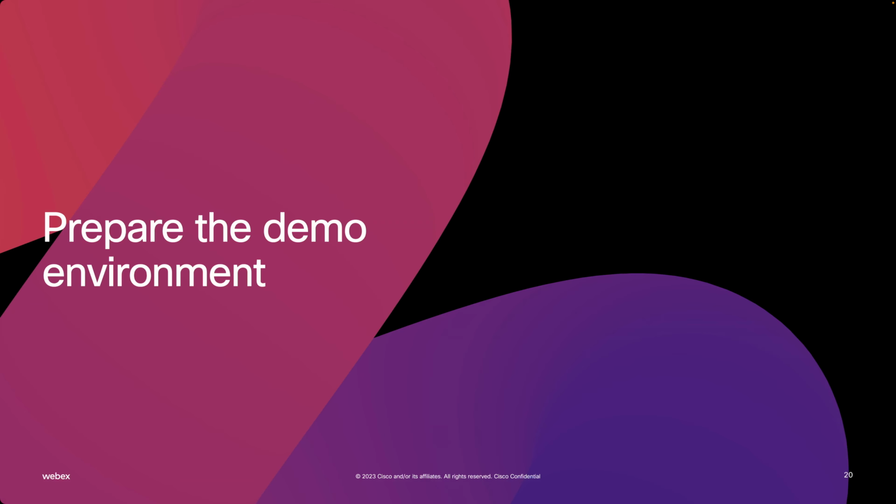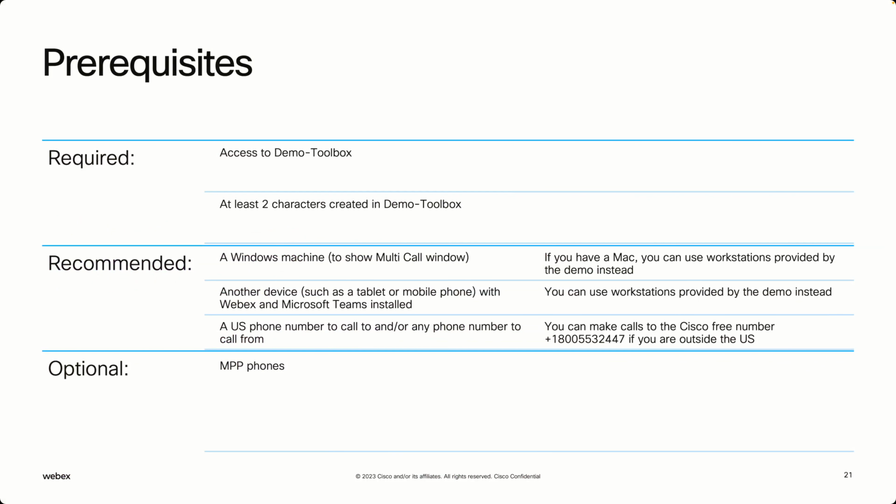Remember, you as partners have access to this. However, if you prefer to show the tool with your own environment, you can also do that. Just make sure you configure the right things. Okay, prerequisites to demo this would be access to Demo Toolbox. You need at least 2 characters created, because those are the characters you need to use for the demo. It's recommended that you have a Windows machine, because today the multi-call window only works on Windows, okay?